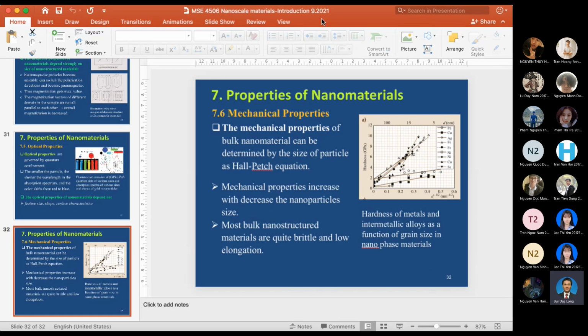So this introduction is very important, so you can have a general look at nanoscale material.